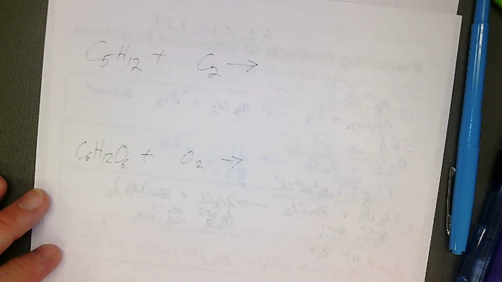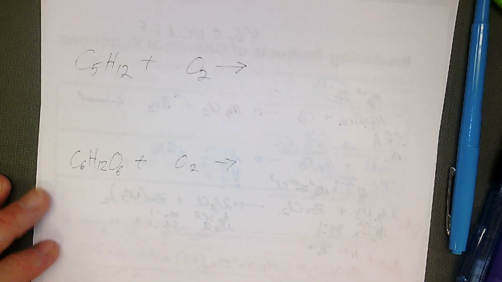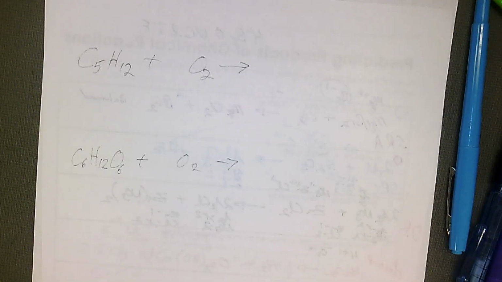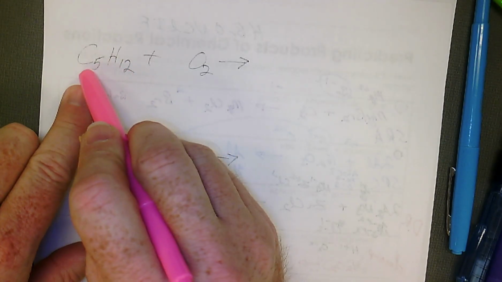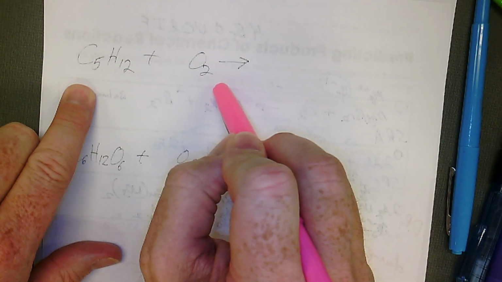I wrote 2 more on the back. Can you guys see that? Okay. C5H12 plus O2 and C6H12O6 plus O2. Let's see if pink shows up. It's a what? Both of them are combustion. Nice job. How do I know it's combustion? Because I have a hydrocarbon plus oxygen.